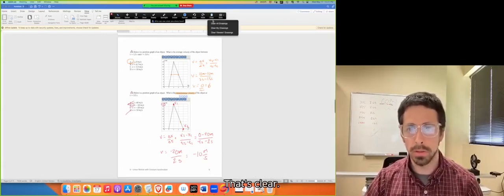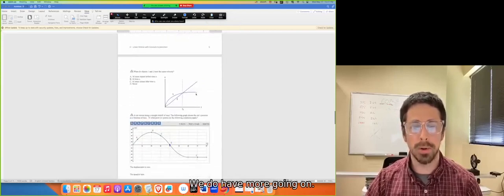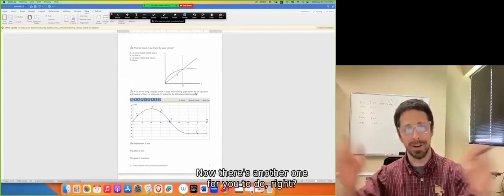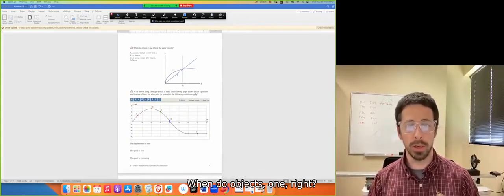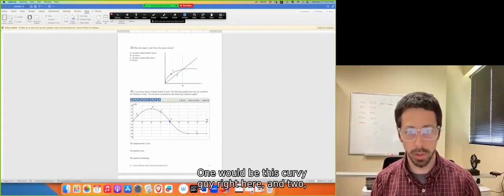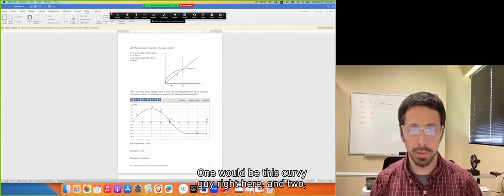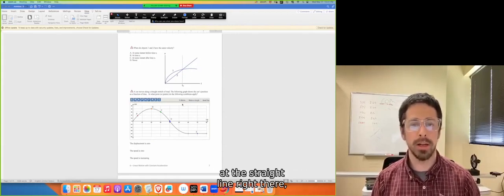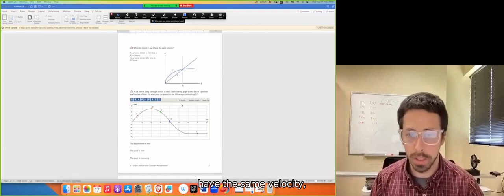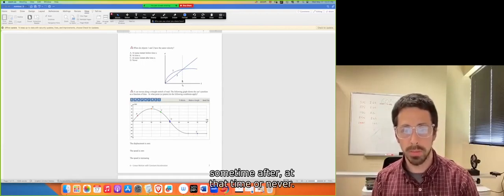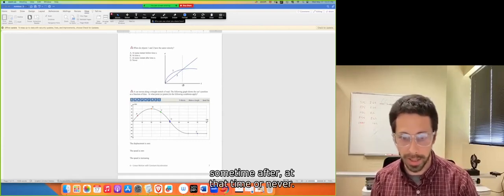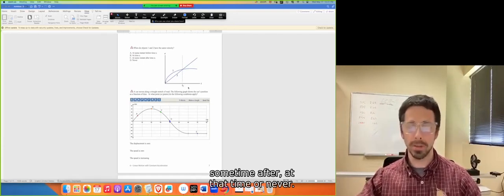Oh, we do. We have more going on. Another one for you to do, right? When do objects, one would be this curvy guy right here, and 2, the straight line right there, have the same velocity, right? There's your time t0. It's either going to be sometime before, sometime after, at that time, or never. Which one is it?